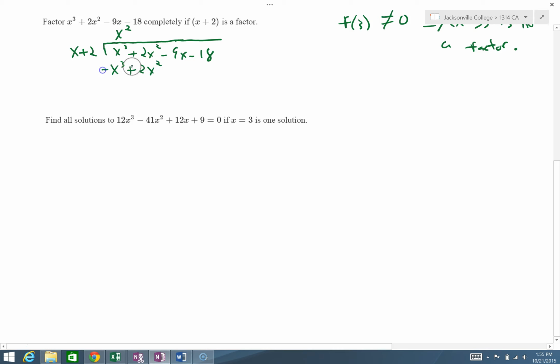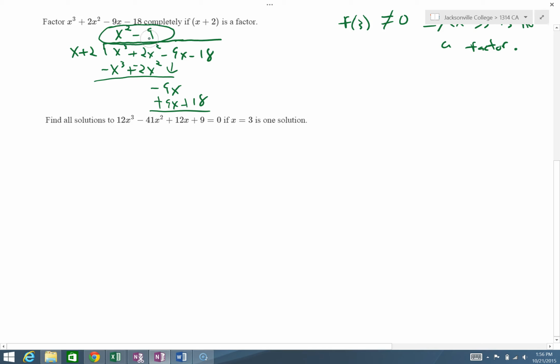All right, subtracting. 0 and 0 there. So now I can bring down my minus 9x. X goes into minus 9x, minus 9 times. Minus 9 times x is a minus 9x. Minus 9 times plus 2 is a minus 18. Change. Adding, I get 0, and that will cancel with that 18 I bring down. So I see this is it.